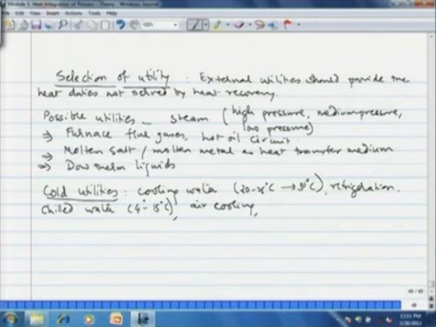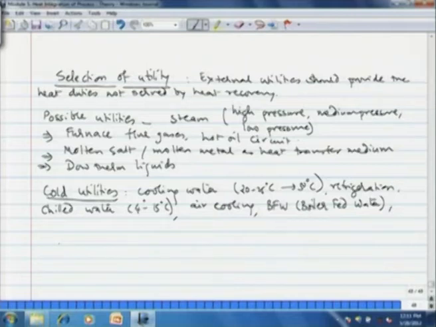Then in some cases BFW, that is boiler fed water, is used as heat transfer medium. This water absorbs the heat by phase change, and steam is generated. This is for highly exothermic reactions, like for example polymerization reactions or Fischer-Tropsch synthesis, where the boiler fed water is used for steam generation.